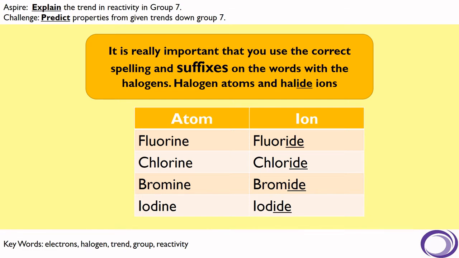You find this with other nonmetals as well, such as oxide and sulfide. So if we are talking about the atom or the molecule, we have to make sure that we are using the enes, so fluorine, chlorine, bromine, iodine. If we are talking about these when they have formed their ions, we are using ides: fluoride, chloride, bromide, iodide. People lose a lot of marks on that in exams.